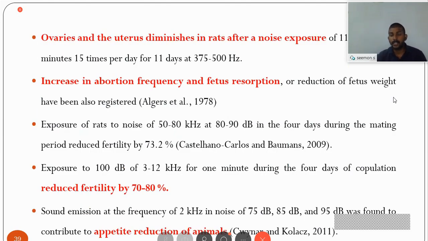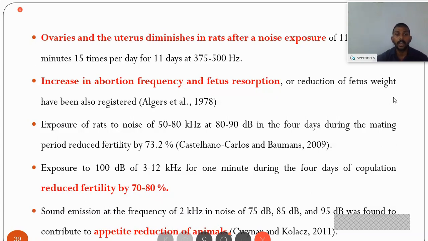Other studies made on rats and poultry farms found that ovaries and uterus diminished in rats after noise exposure of 110 decibel for 5 minutes for 15 days. Next is increased abortion frequency and fetus resorption in rats. The study was already conducted. Exposure of rats to noise of 50 to 80 kilohertz at 80 to 90 decibel for 4 days showed reduced fertility of the rats.